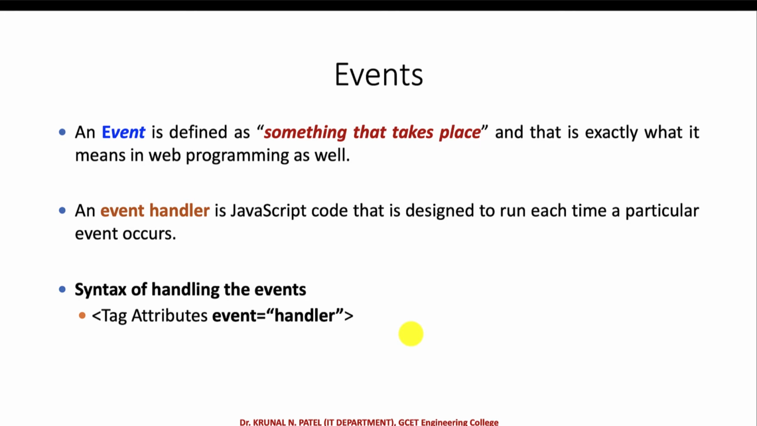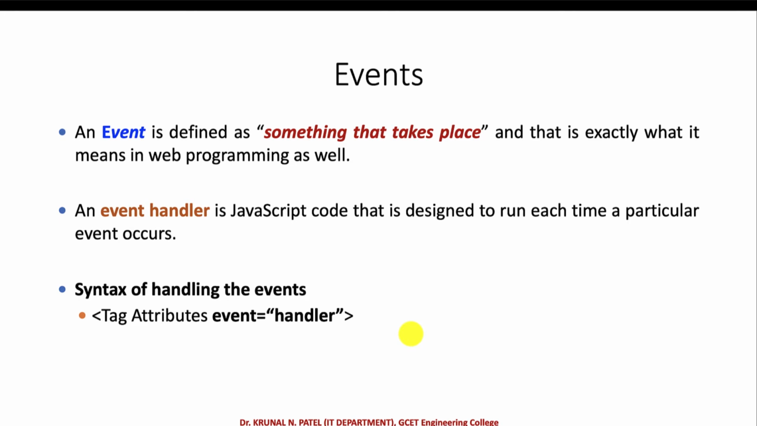An event is defined as something that takes place, and that is exactly what it means in programming as well, web programming as well, right? So normally, if you are creating forms in .NET, then also whenever you click on a button and something takes place, that is called an event. That is known as the on-click event. Similarly, in JavaScript also we have event handling concepts, right?